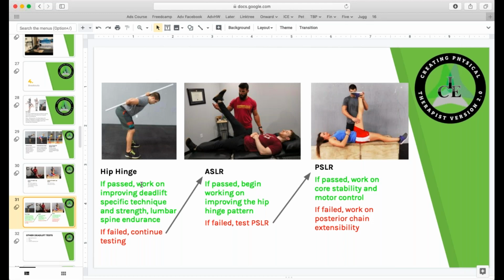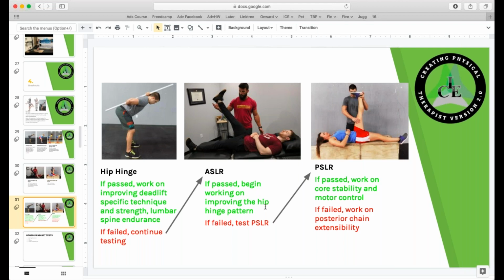If they now pass the active straight leg raise, I've basically proven that when we take gravity away, they can move their lumbar spine and hip separate from each other. So I then need to figure out, how do I improve their hip hinge pattern? Because they have the prerequisites to a hip hinge, but their hip hinge isn't good enough.